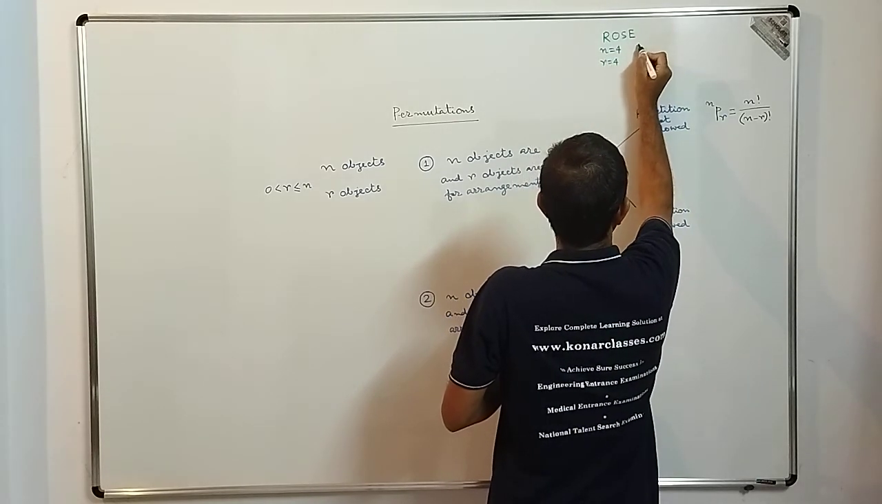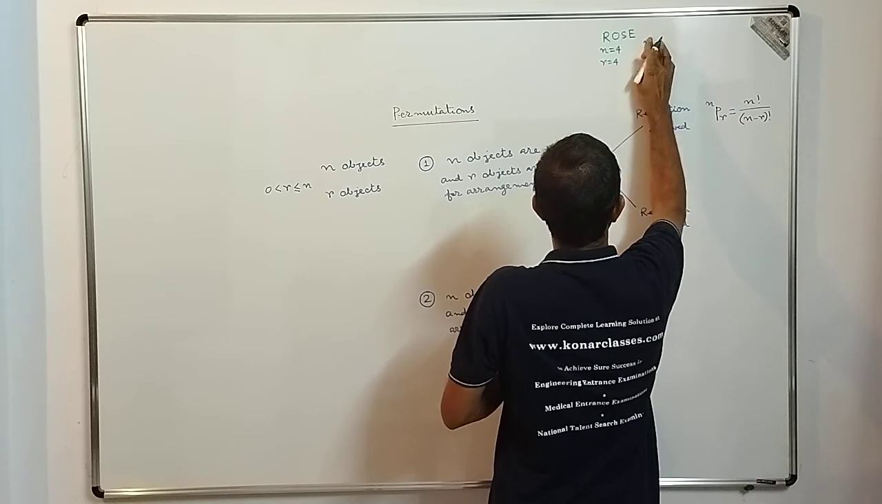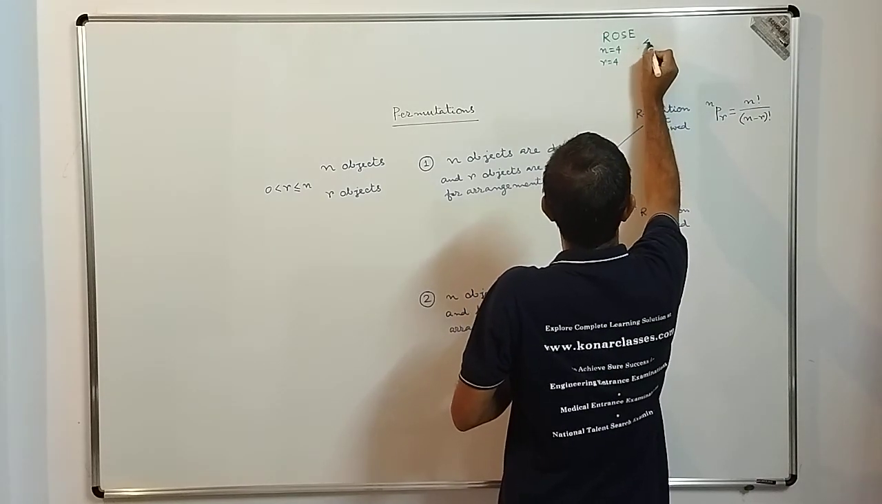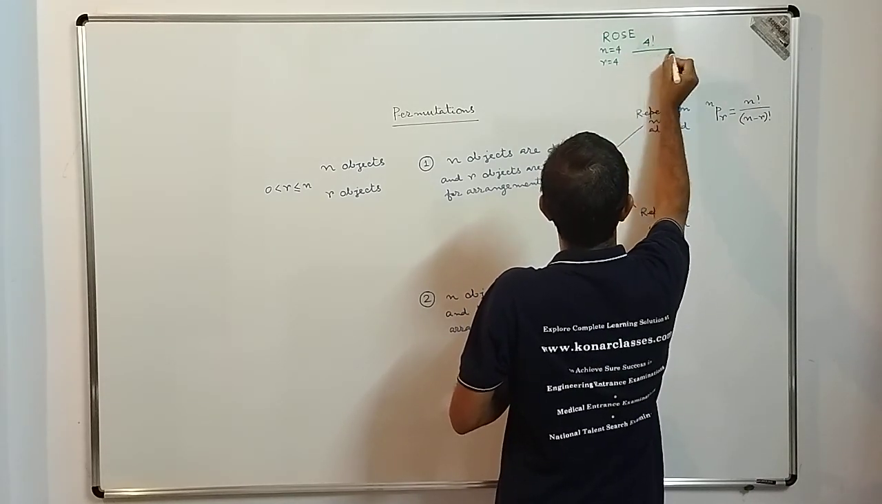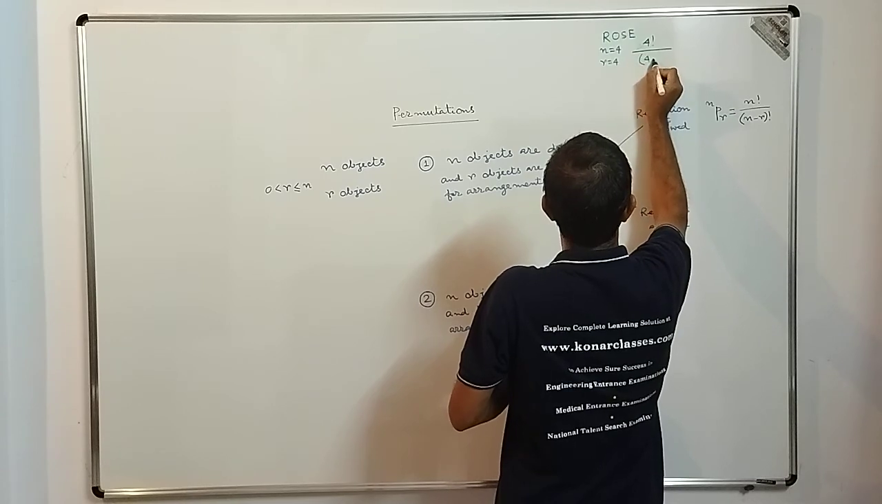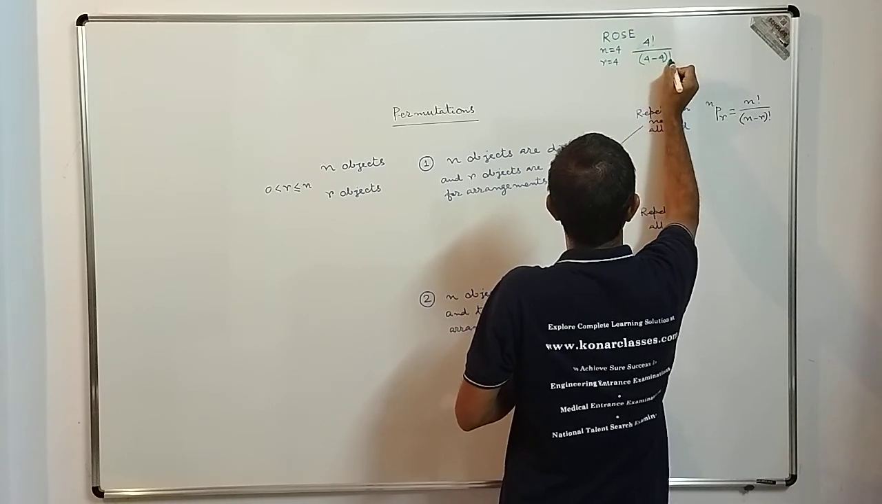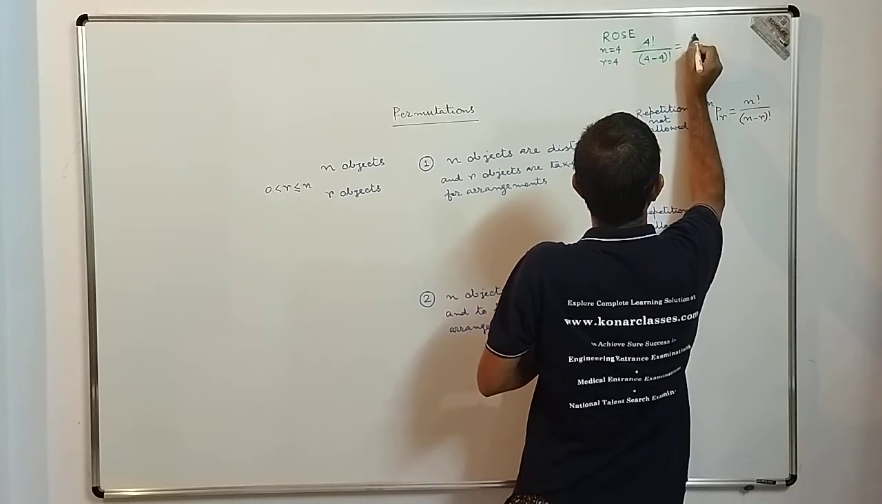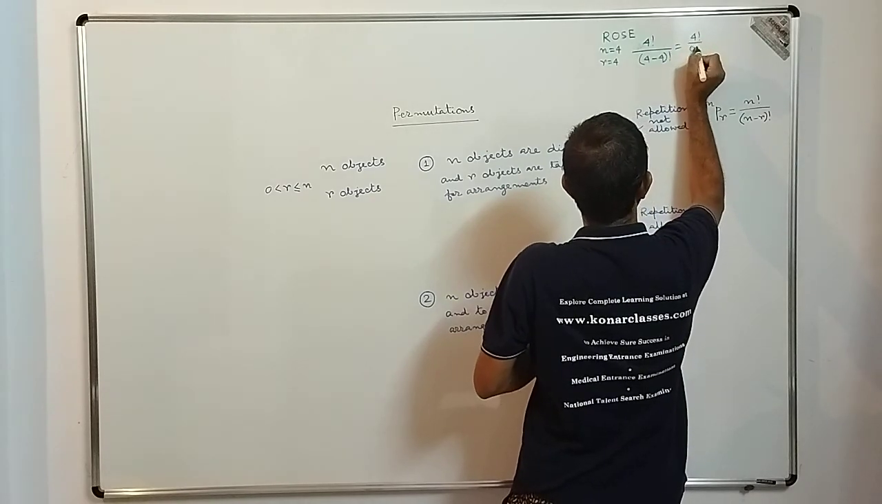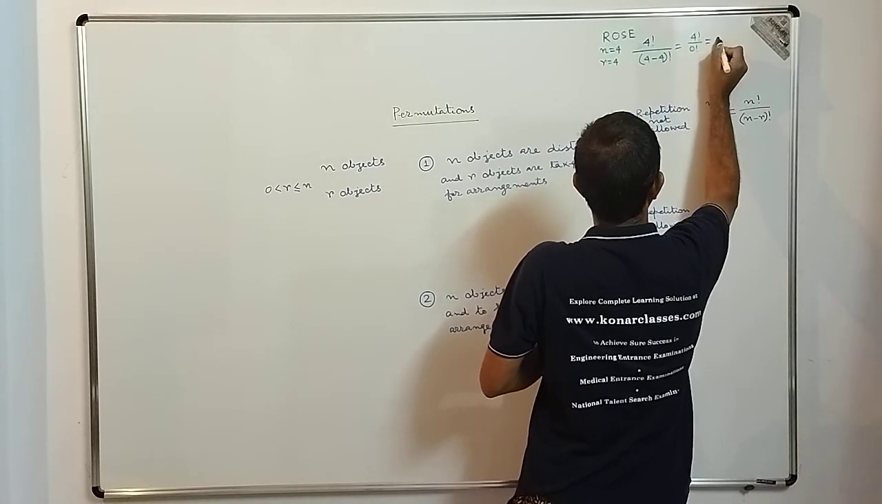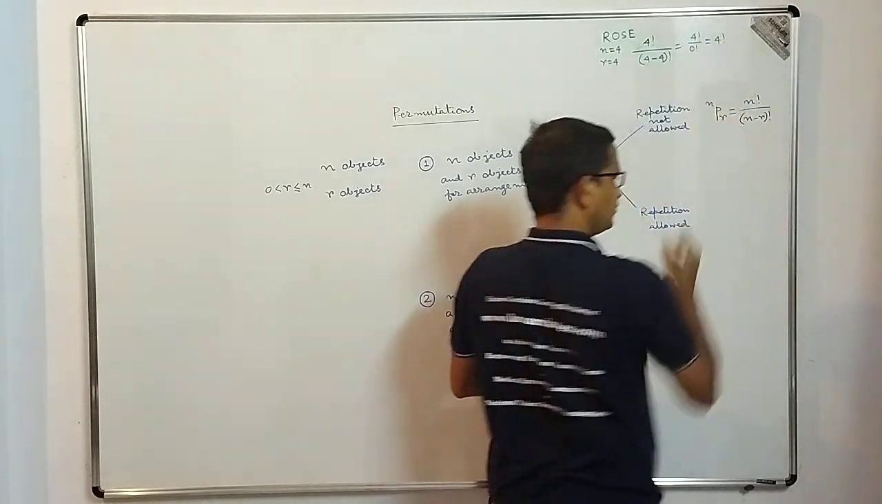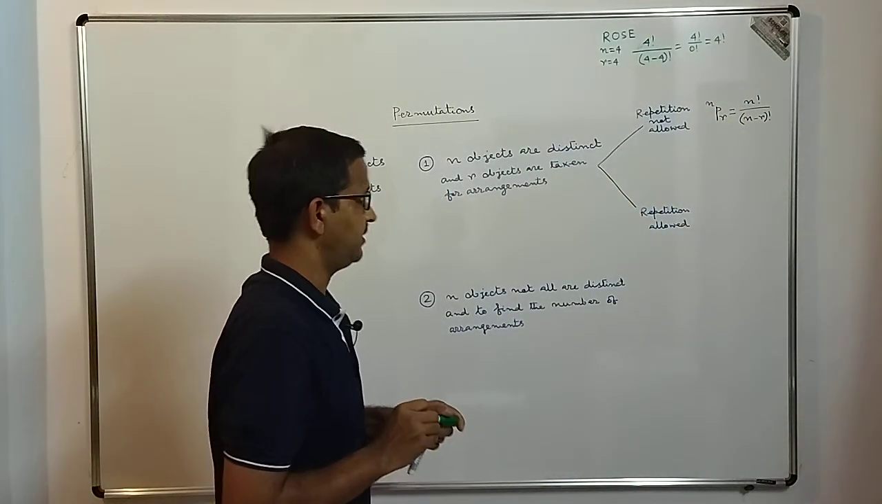So possible number of arrangements are factorial 4 divided by factorial (4 minus 4), that is equal to 4 factorial divided by 0 factorial, and that is equal to 4 factorial, because we know 0 factorial is equal to 1.